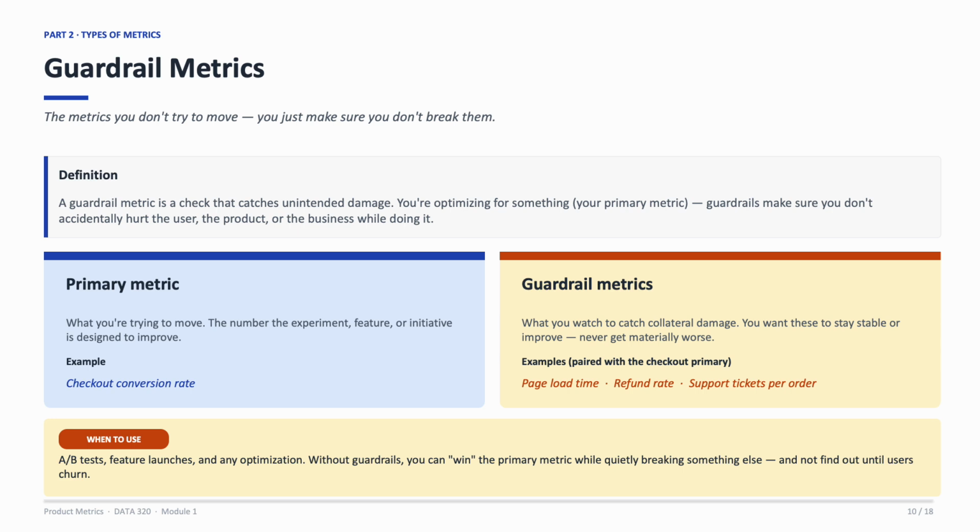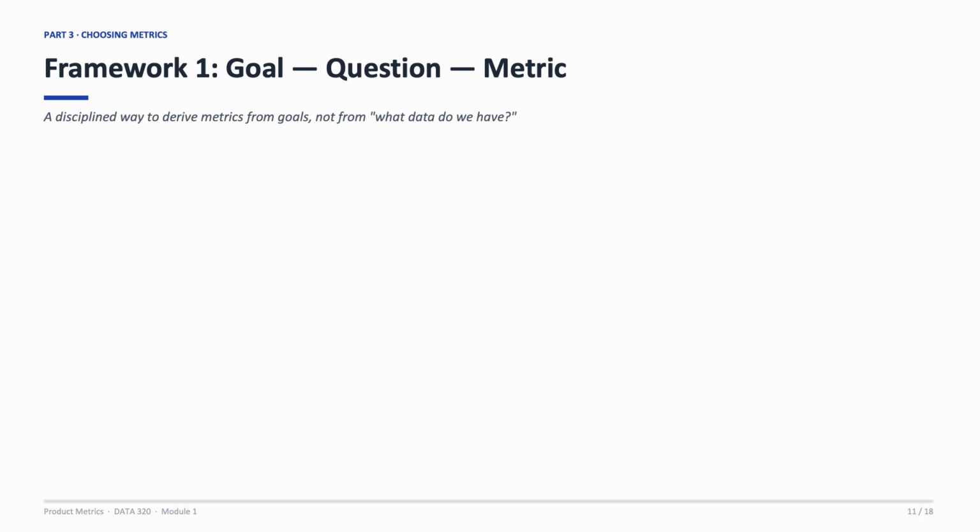We've now covered what metrics look like and what to avoid. The rest of the lecture is about how to actually choose metrics for a product, and I'm going to discuss a couple of frameworks. The first framework is Goal Question Metric, or GQM. It came from software engineering originally. It was invented by an author named Basili, who wrote it up in 1992, but it's perfectly suited for product analytics.